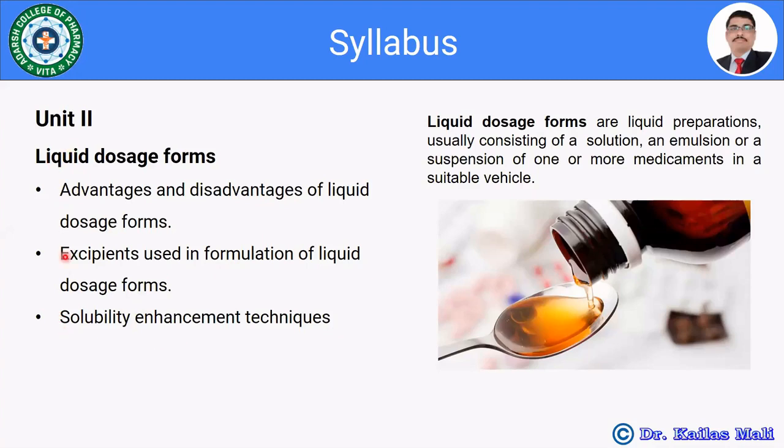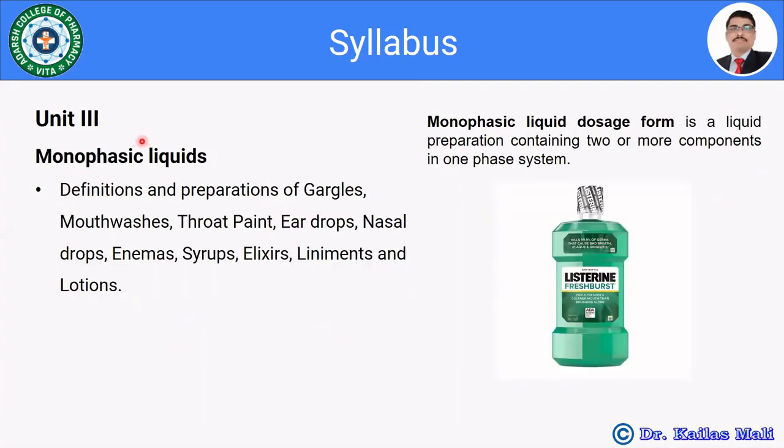So these are the things which we are going to discuss under the chapter liquid dosage form. Let us move towards the next bit, that is chapter 3, that is unit 3. First point, that is a monophasic liquid. Look at the term itself, monophasic. Monophasic means it comprises a single phase, isn't it? That is known as the monophasic liquid dosage forms.